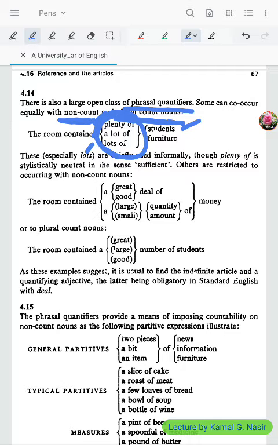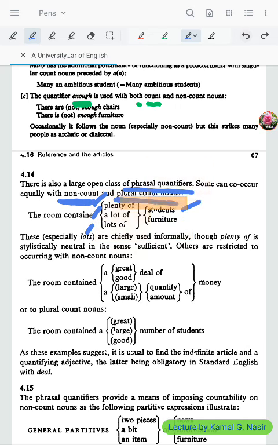What are plenty of and a lot of and lots of? They are quantifiers. What do they work as? They are post determiners. Where is the determiner? "The." Here is the determiner. "The" is the determiner.